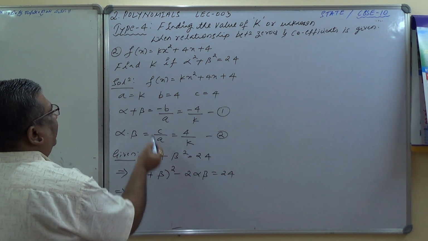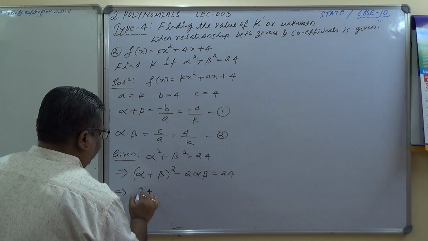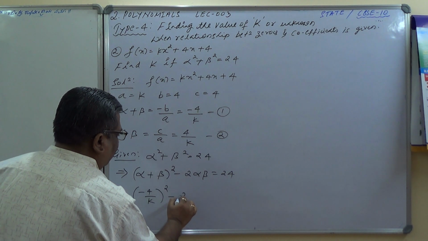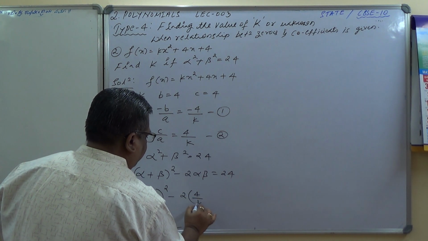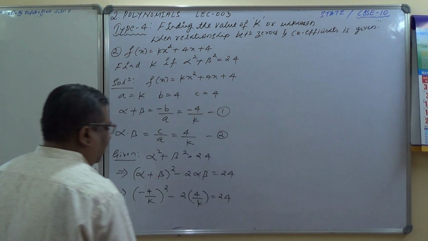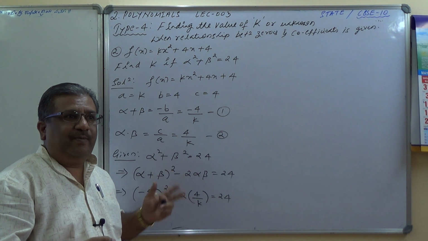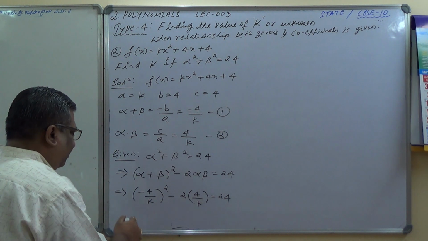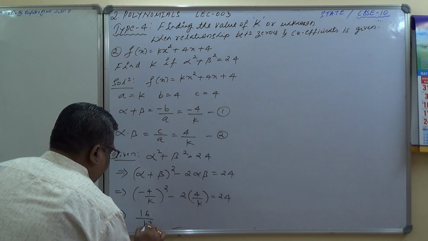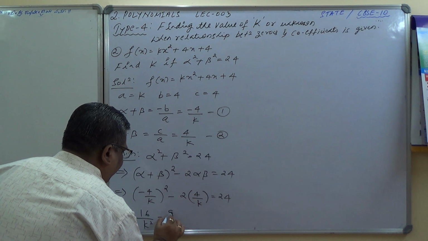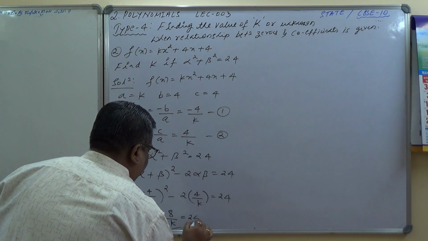What is alpha plus beta? Minus 4 by k. So minus 4 by k the whole square minus 2 times alpha into beta, which is 4 by k, equals 24. Sometimes we may get a quadratic equation here, and probably you may end up with 2 values for k. Let us see. This implies 16 by k square minus 8 by k equals 24.